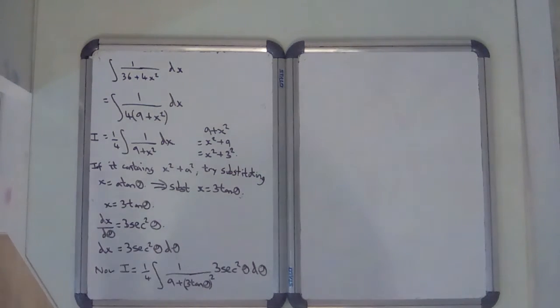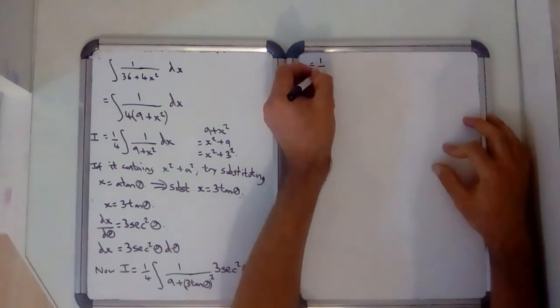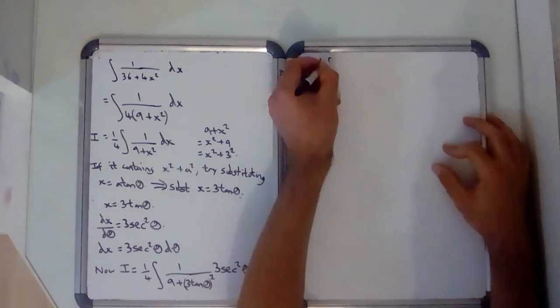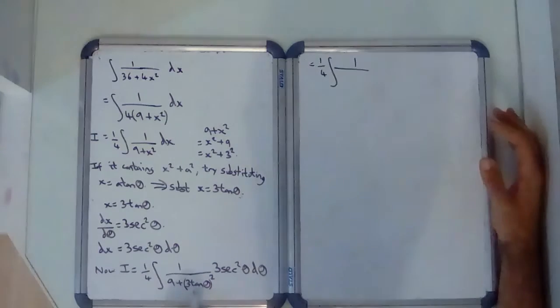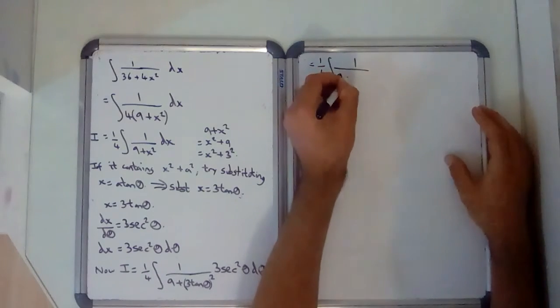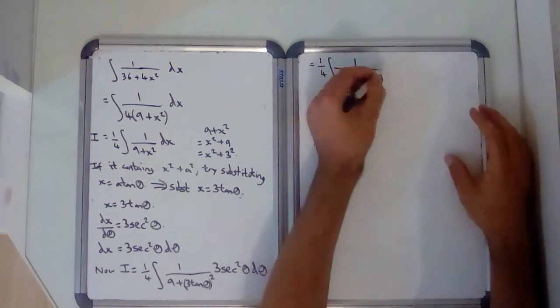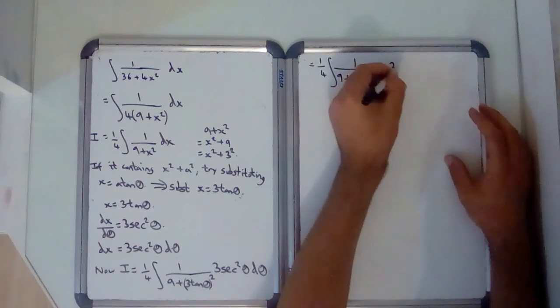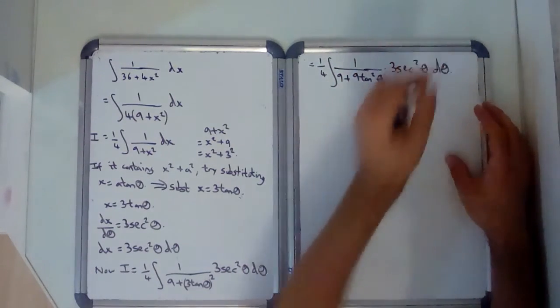The only thing I can do right now is expand that bracket, and hopefully it'll get to something that I can transform into a sec squared. So equals 1 quarter times the integral of 1 over 9 plus, well, 3 tan theta squared is 3 squared times tan theta squared. So it's 9 plus 9 tan squared theta, times 3 sec squared theta d theta.